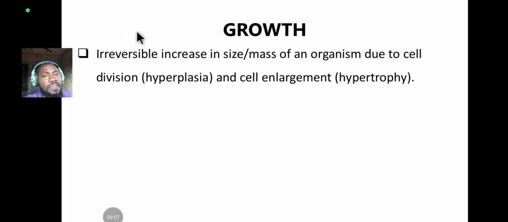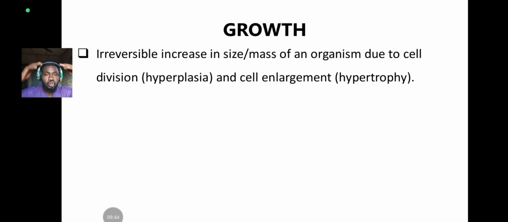Let's look at growth. What is growth? Growth can be defined as the irreversible increase in size and mass of an organism due to cell division, which can be hyperplasia, and cell enlargement, which can be hypertrophy. All right, so cell division, hyperplasia, cell enlargement, which is what? Hypertrophy. All right. So growth is the irreversible increase in size. It is irreversible. The moment the size starts reversing, it is no longer regarded as growth.